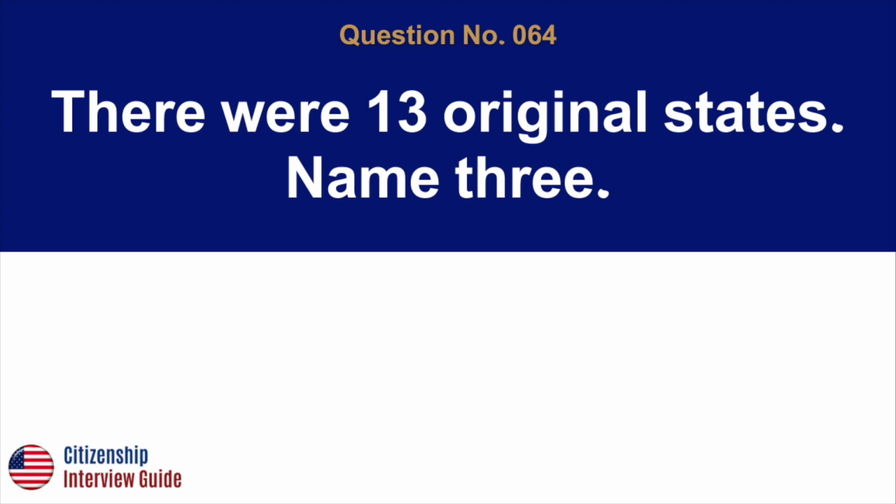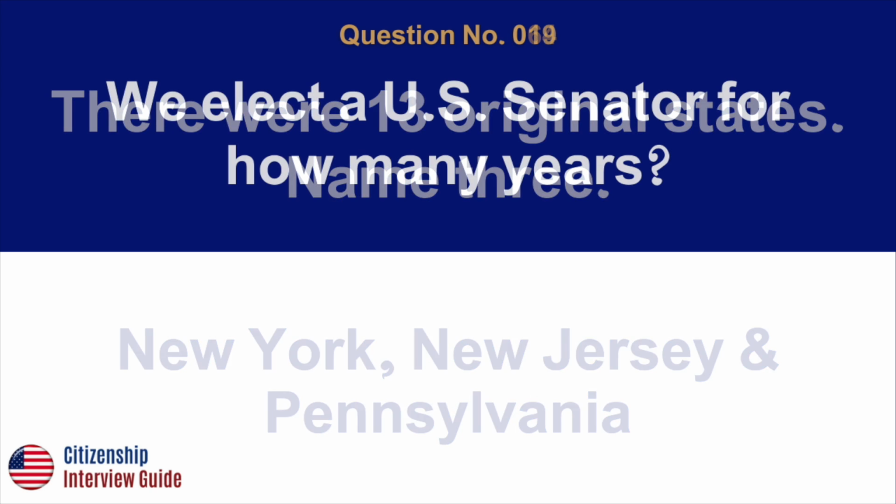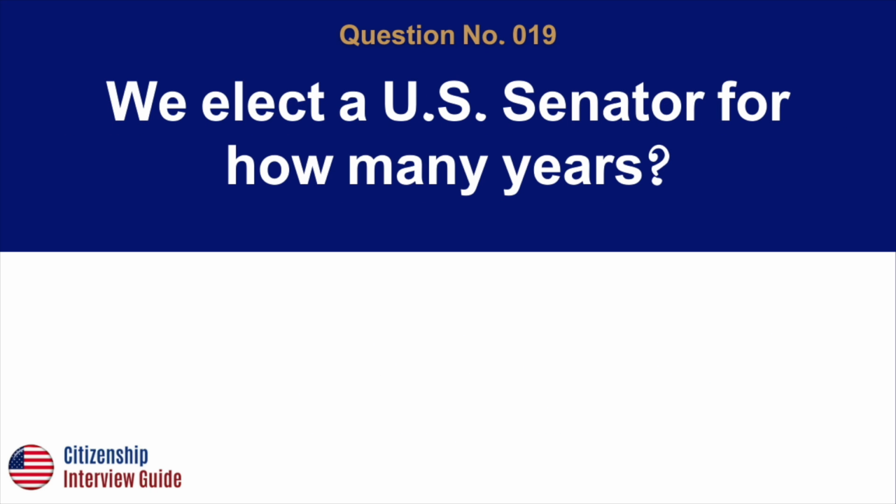There were 13 original states. Name 3. New York, New Jersey, and Pennsylvania. We elect a U.S. Senator for how many years? Six.